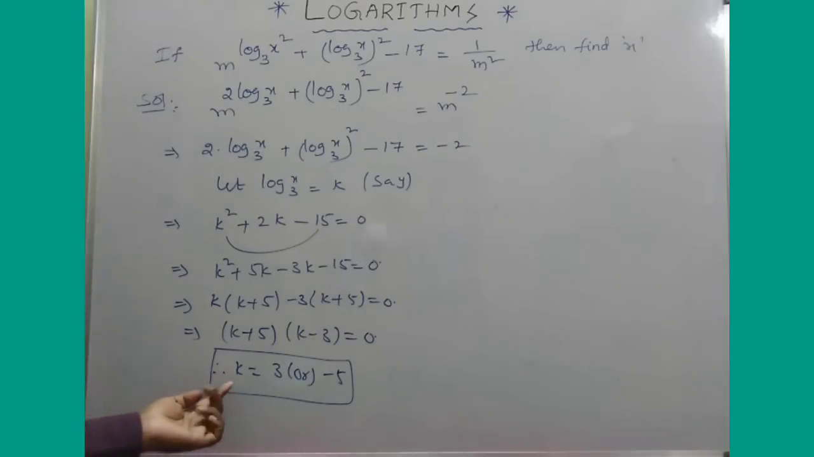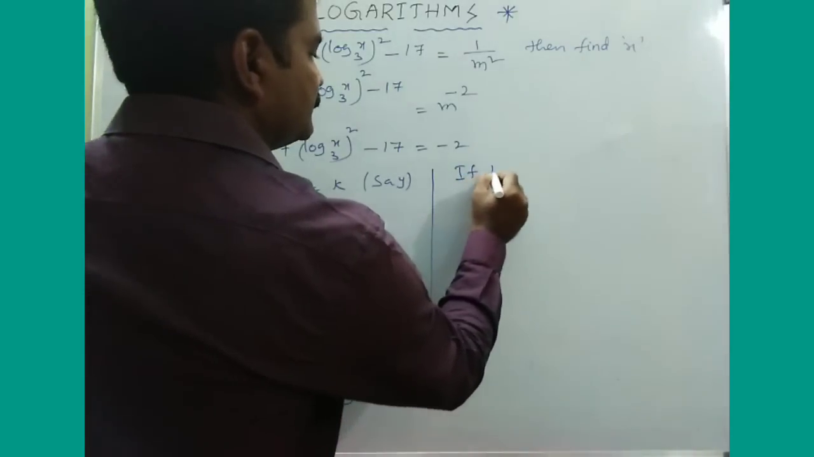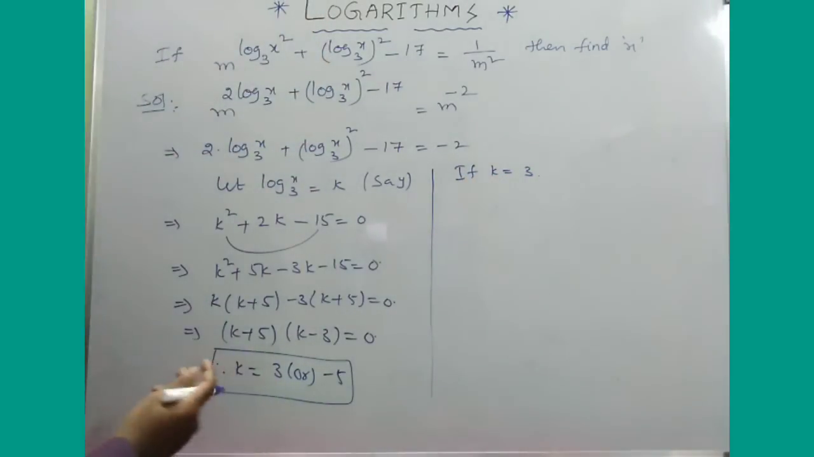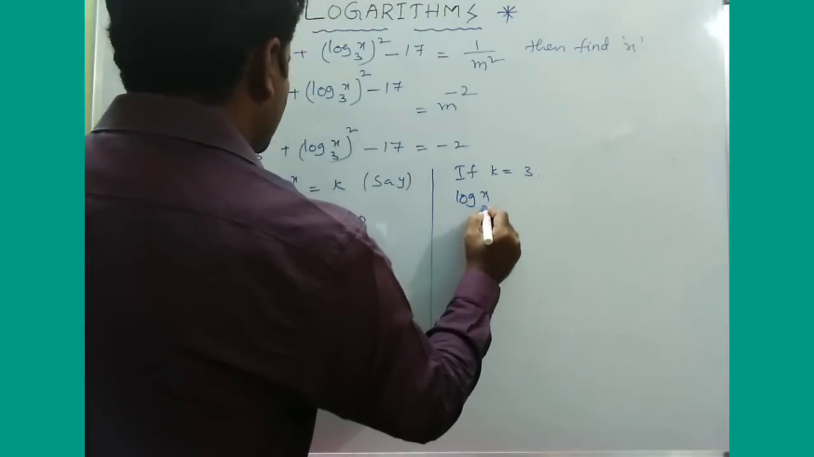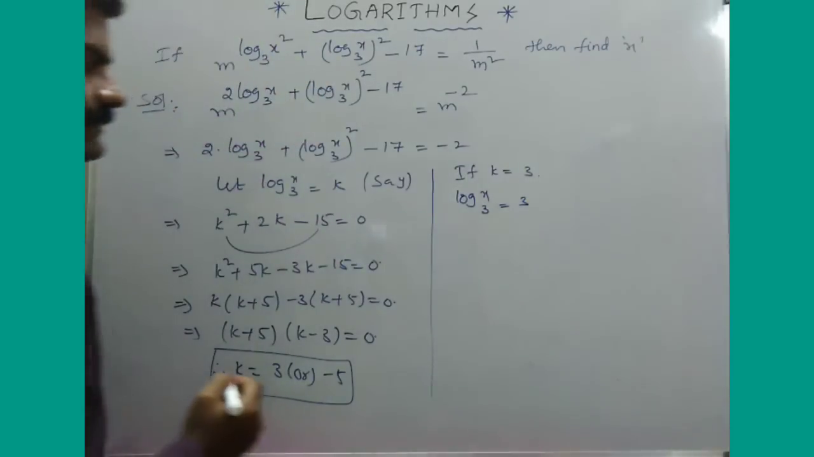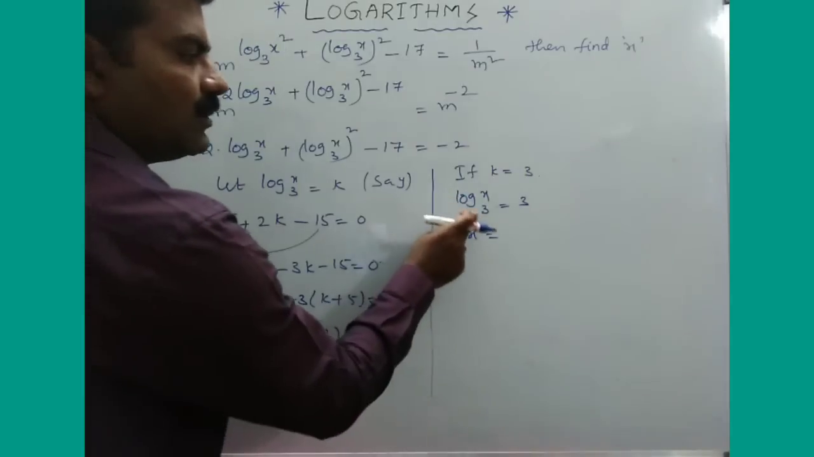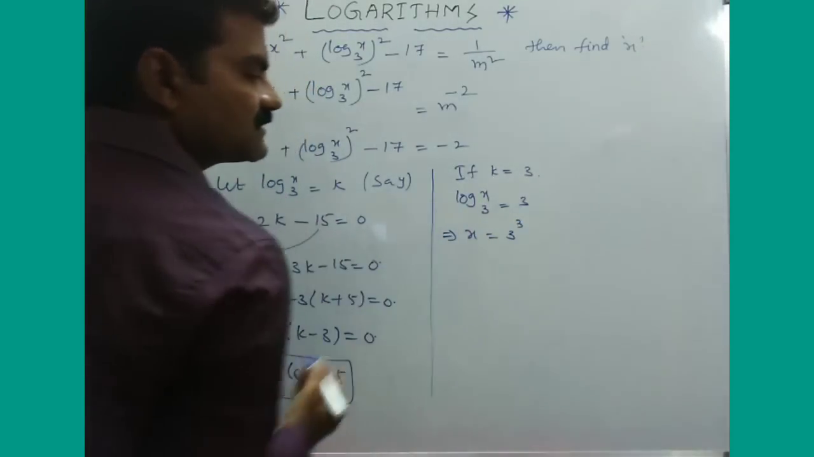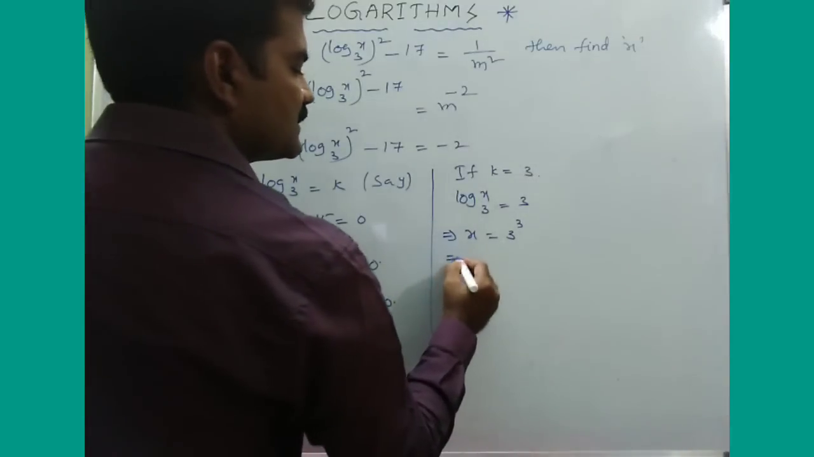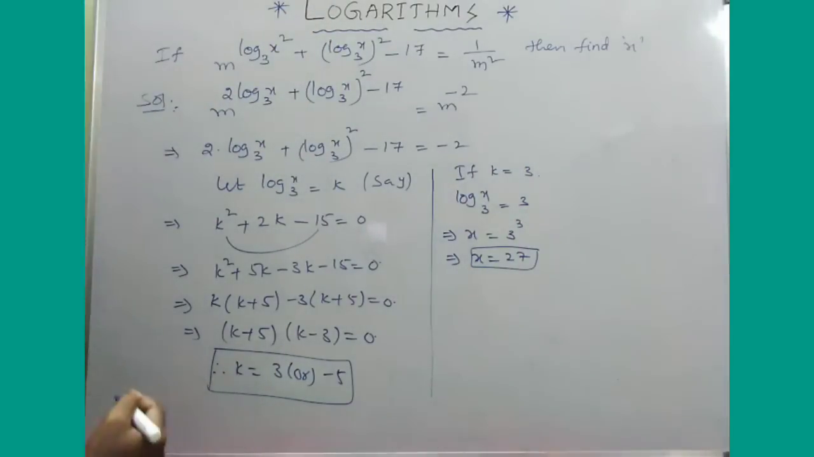But the question is not to find the value of k. We need to find the x value. So if k is equal to 3, k means what we considered? Log x to the base 3 equals 3. Hence from this, x is equal to, after sending the logarithmic base to that side it becomes the normal base, that is 3 cube. Hence x is equal to 27 in case 1.